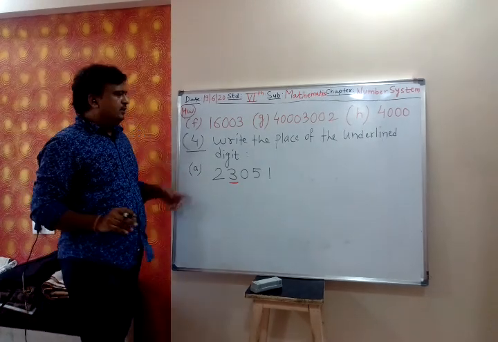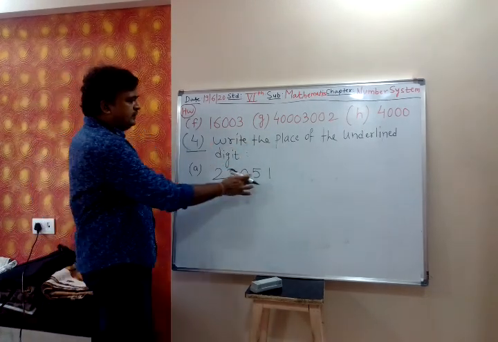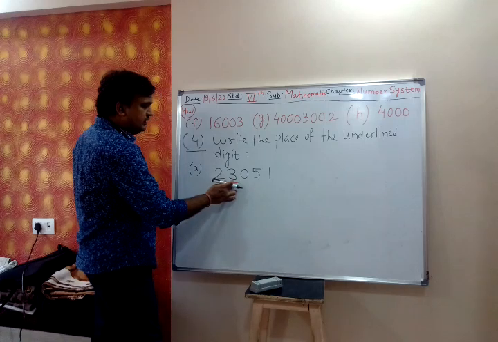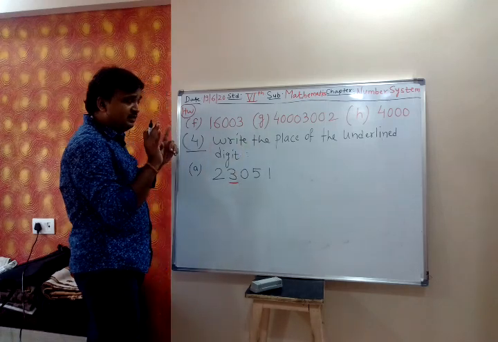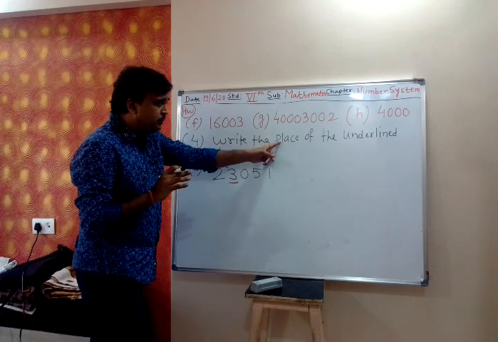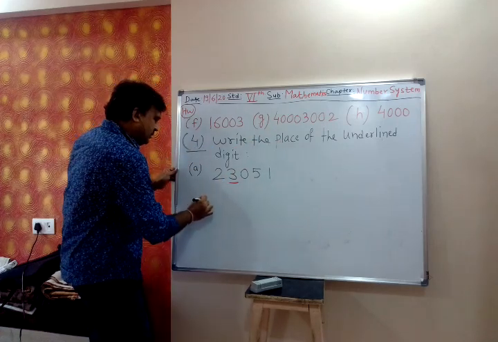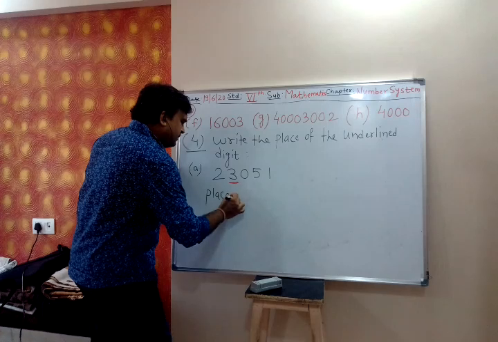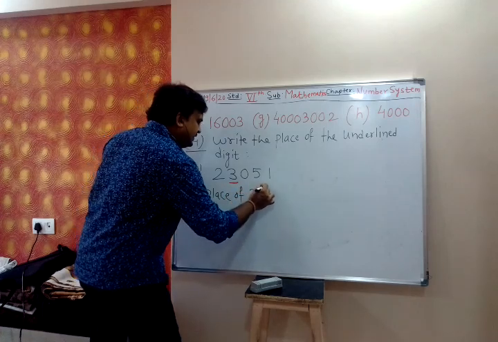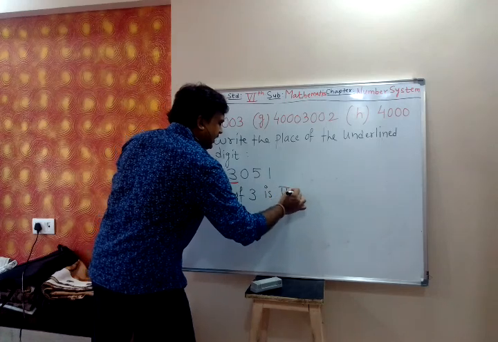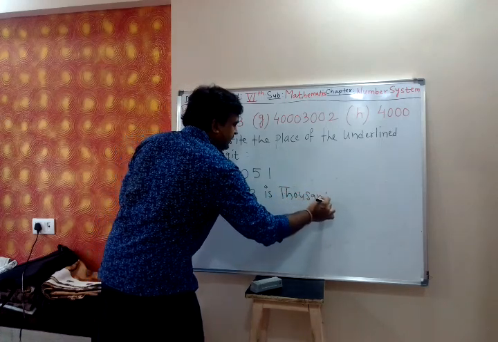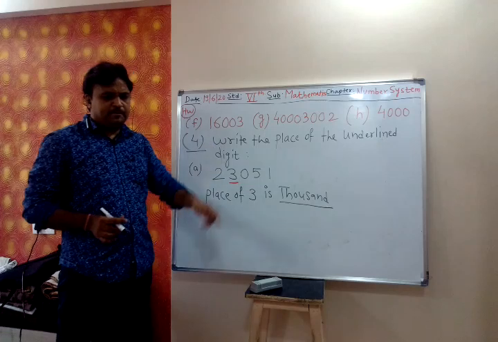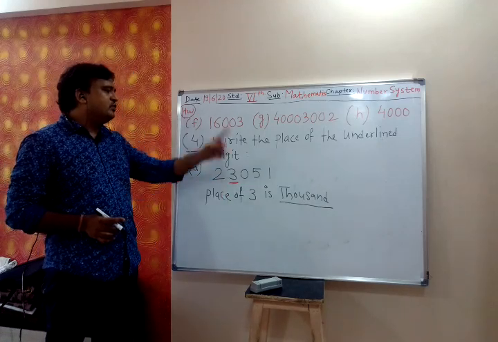Wait. You have to write the place. So this is ones, tens, hundreds, thousands. So not place value. It is asked as place. So the place of 3 is thousands. No, not 3000. I will write place. Place of 3 is thousands. I will not write place value. If you write 3000, you are writing place value, and we are only asked what the place is. Which place? So 3 is at the thousands place.